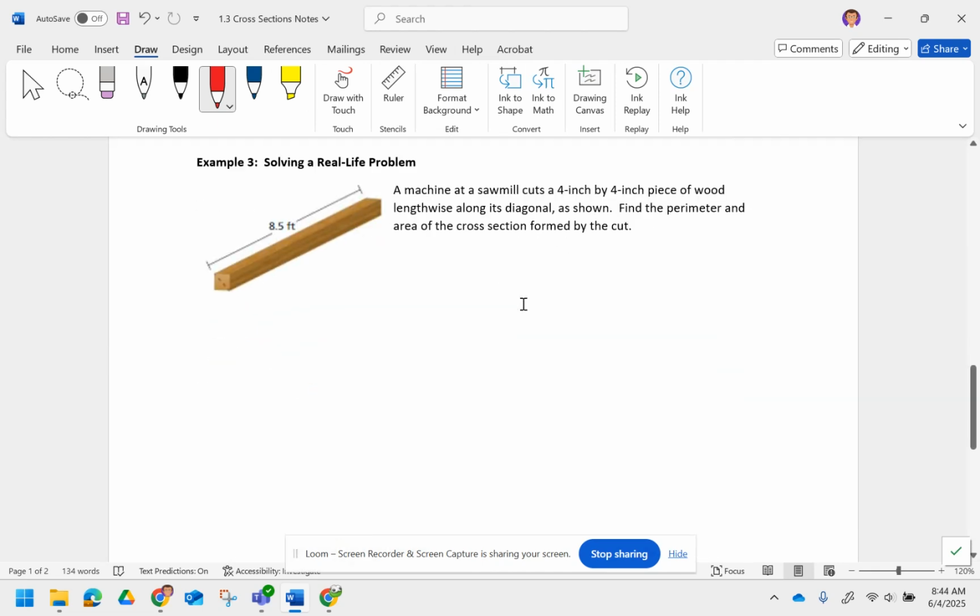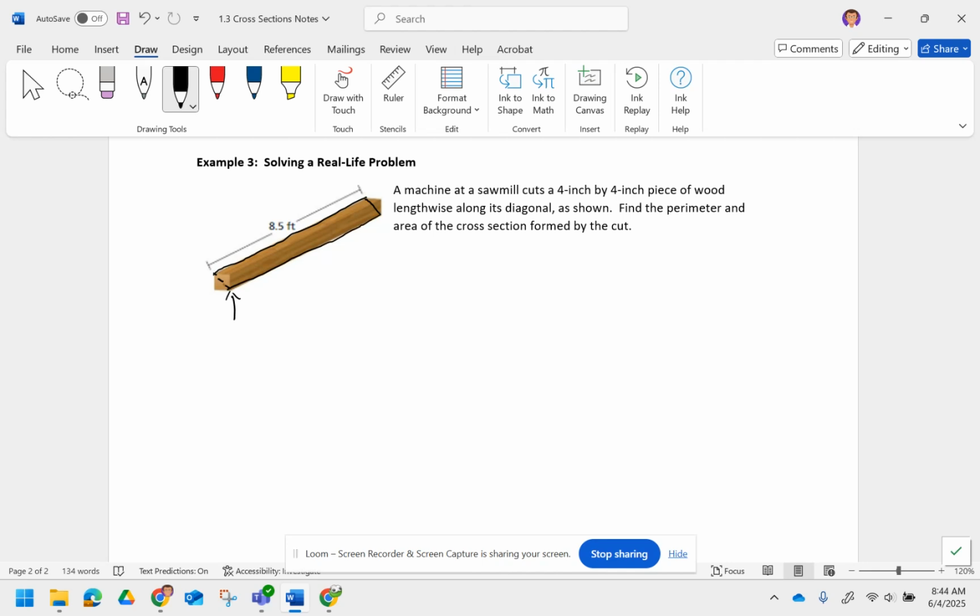All right. So let's look at a problem involving cross sections. So a machine at a sawmill cuts a 4-inch by 4-inch piece of wood lengthwise along its diagonal. So look right there, we're cutting along the diagonal right there. Find the perimeter and area of the cross section formed by the cut. All right. So perimeter and area is not too bad, but we need to figure out what shape this is going to be. Well, this is going to form a rectangle.